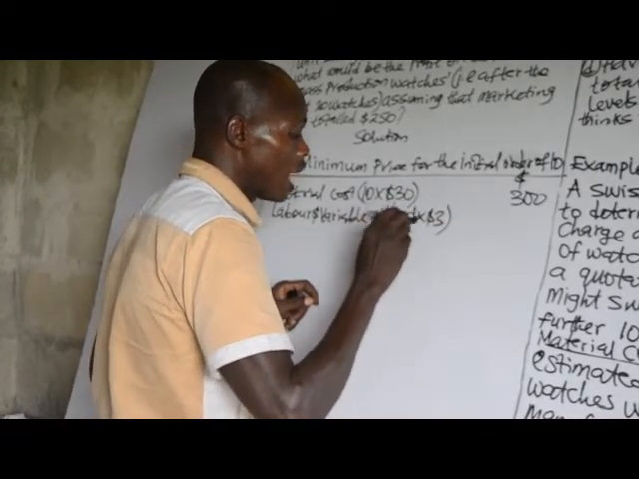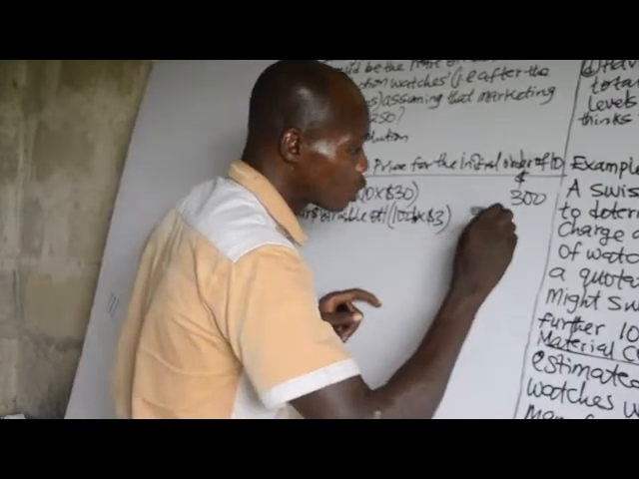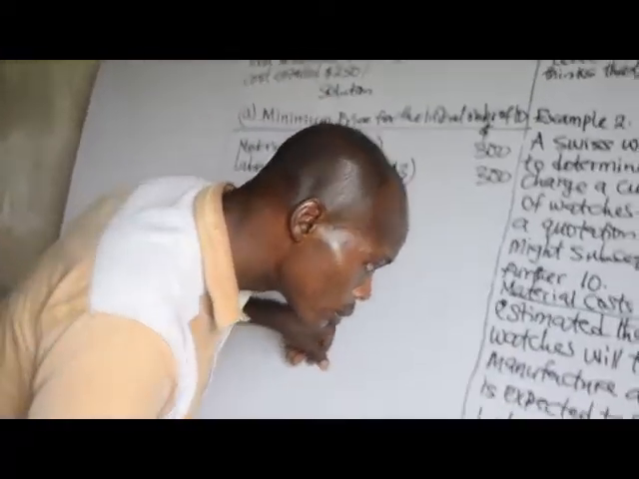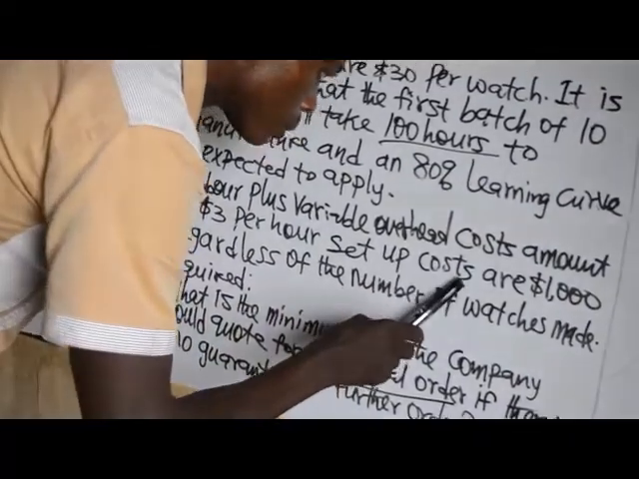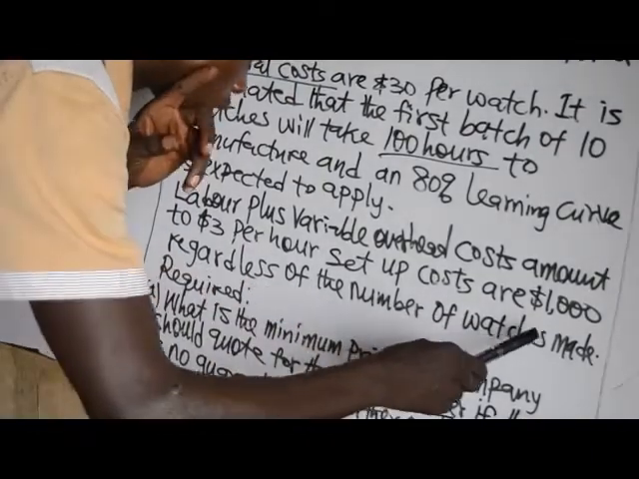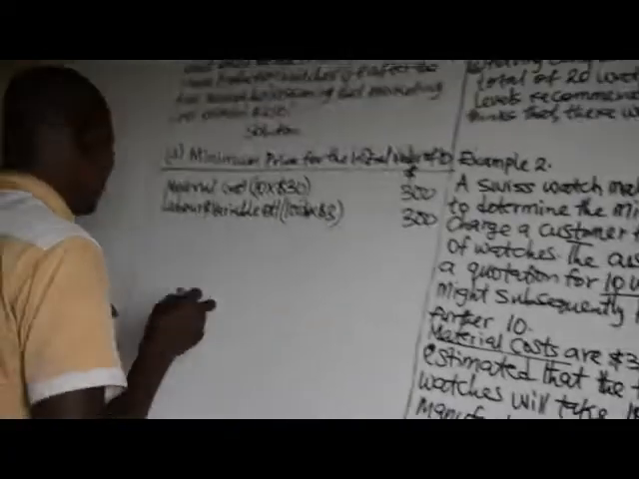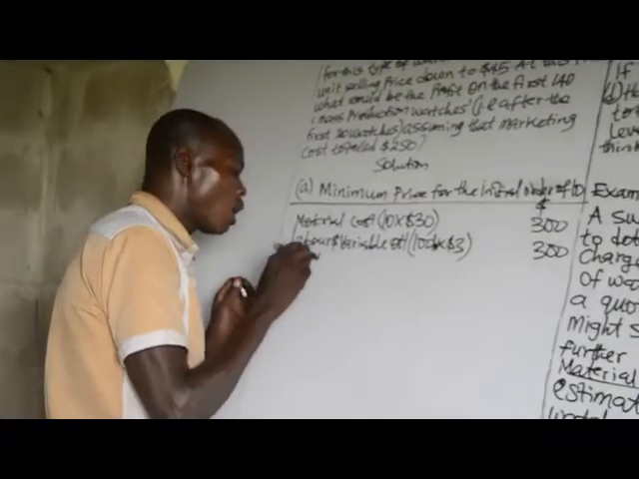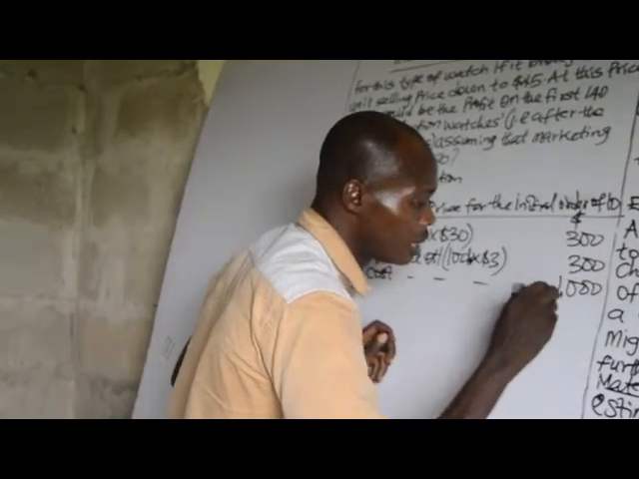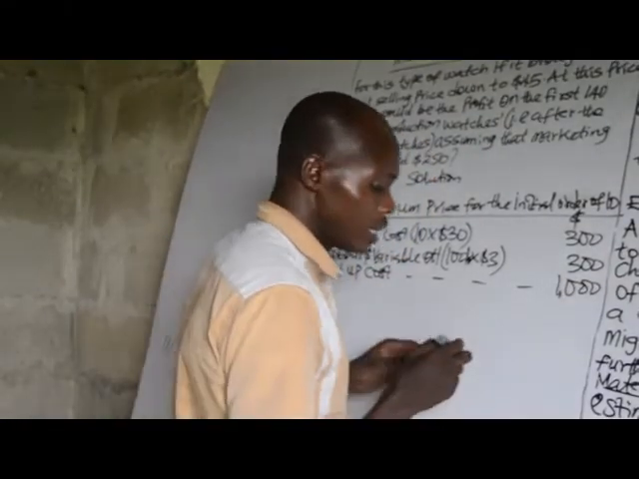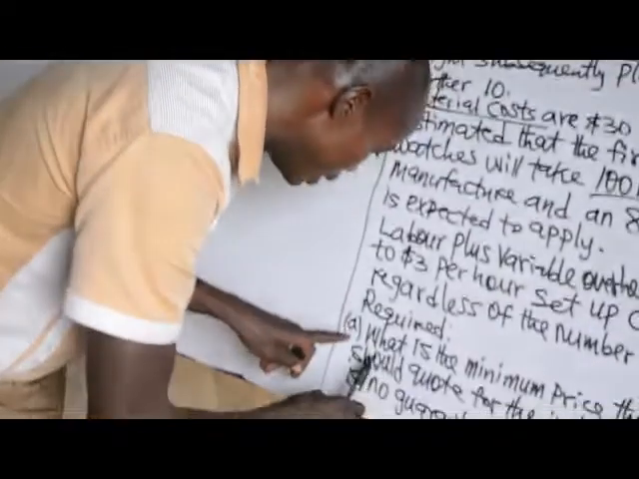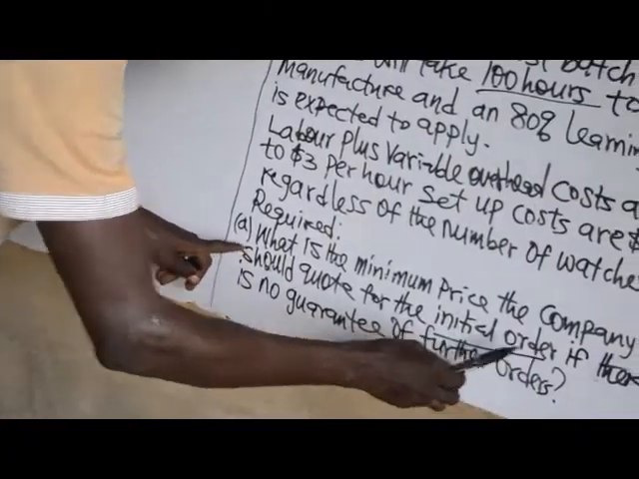So 100 hours times $3, that will also give us 300. Back to the question. Set up cost is $1,000 regardless of the number of washes made. And what is the minimum price the company should quote for the initial order?